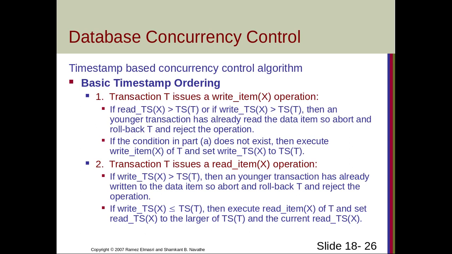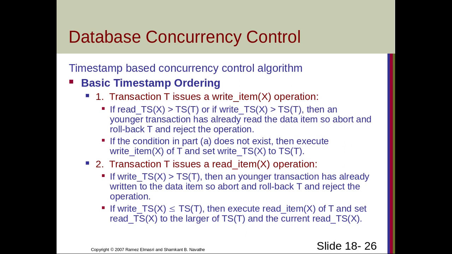Timestamp based concurrency control algorithms. The first one is basic timestamp ordering. That means if you want to write item X, then the algorithm is like this. If the read timestamp of X is greater than TS of T, where TS of T means when that transaction has started, and the read timestamp of X means that the X value has been read by some other transaction. If you are reading a value, then that read timestamp will be updated.